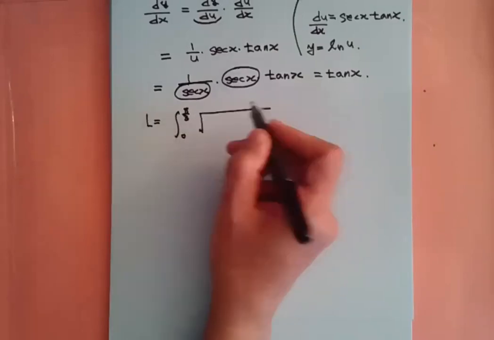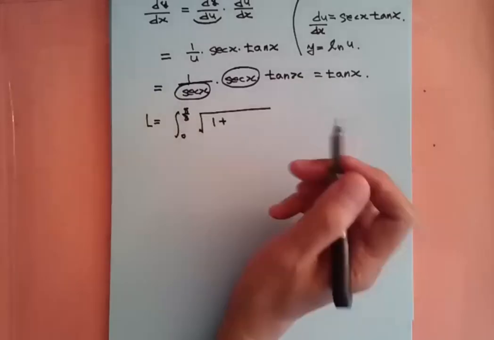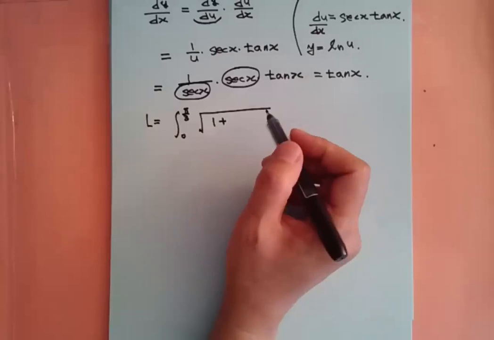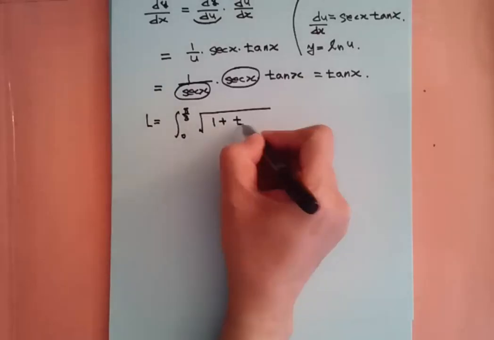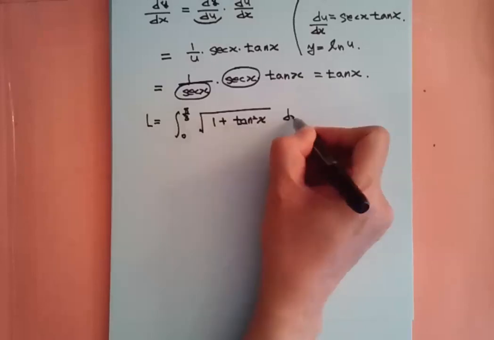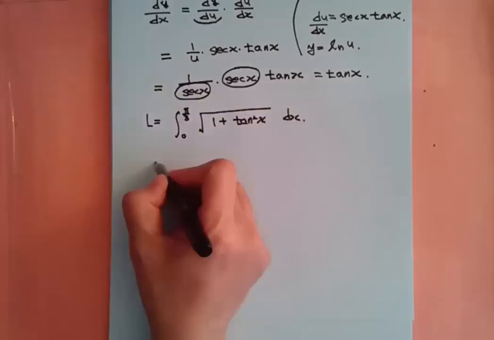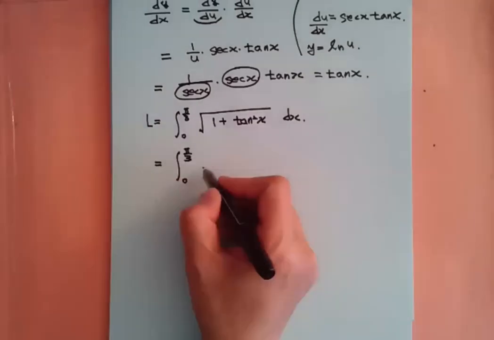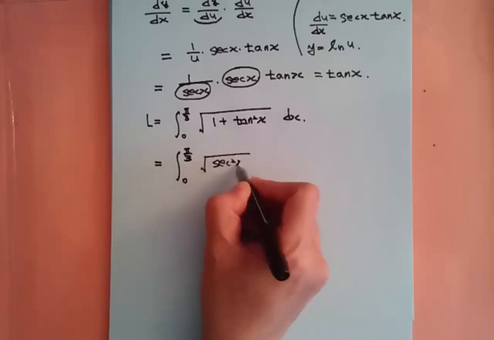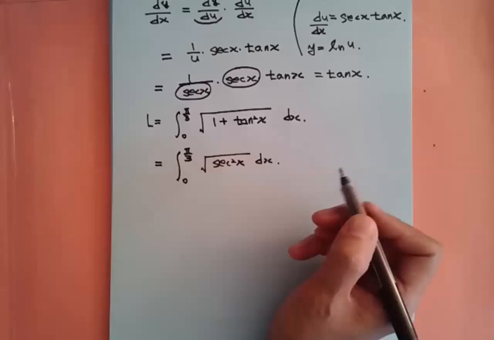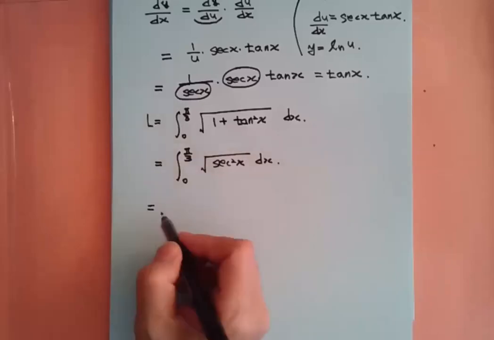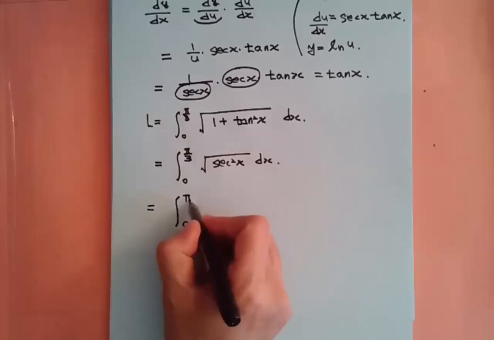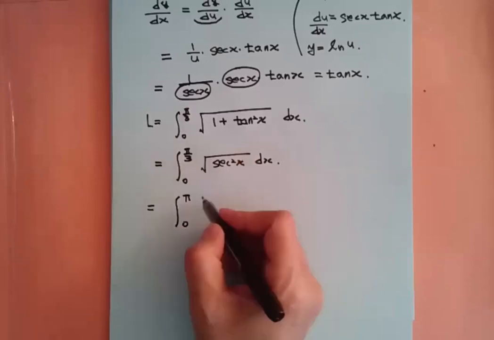So that was 1 plus f prime of x squared, which means we have to put tangent squared of x, and then dx. By the Pythagorean formula, that equals square root of secant squared of x, dx. And then we realize that square root of something squared is secant, right?